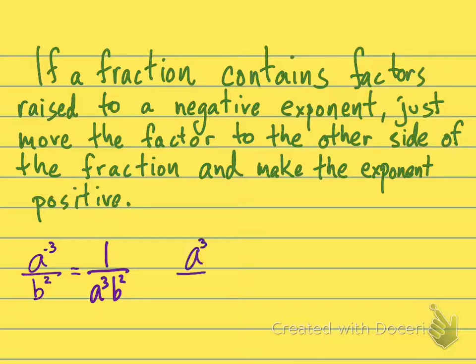Let's see if we switch that around. So we had a to the positive 3 on top, b to the negative second on the bottom. That b to the negative second would go up to the top of the fraction and become b squared. You don't really need to write it over 1, of course.